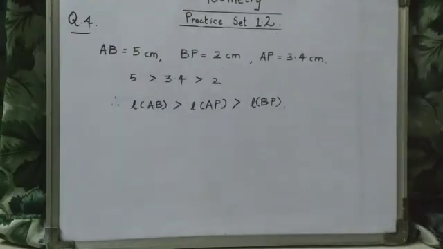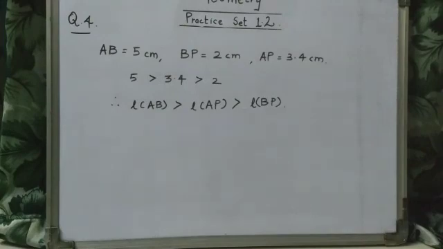Let's go to question number 4. It says if AB is equal to 5 cm, BP is equal to 2 cm and AP is equal to 3.4 cm, compare the segments. Compare means which is greater or which is less. AB is equal to 5. So 5 is greater than 3.4, which is greater than 2. I have arranged in descending order.